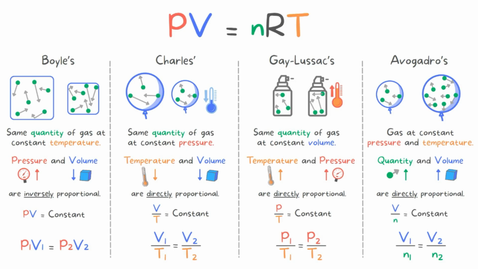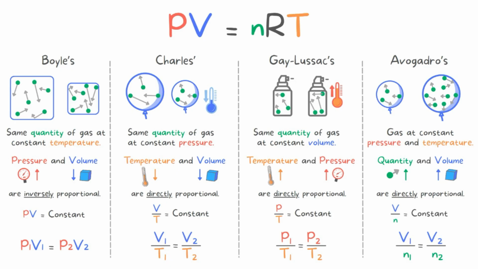So now you know the secret. You don't have to memorize 4 separate gas laws. They all come from PV equals nRT. The trick is to ask yourself 3 questions. Which 2 variables are changing? Which variables are staying constant? And do the changing variables move together or in opposite directions? If they move together, it's a direct relationship. If they move opposite each other, it's an inverse relationship.